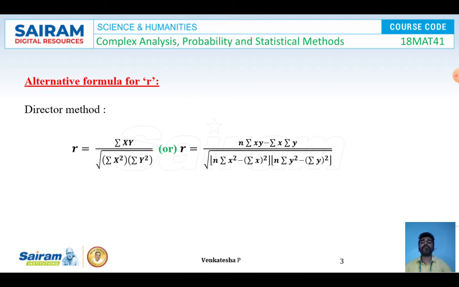The alternative formula to find the correlation coefficient r is given by r is equal to summation capital X into capital Y divided by square root of summation capital X square into summation capital Y square. Or we can use one more alternative formula. It is given by n into summation small x into small y minus summation small x into summation small y, whole divided by square root of n into summation small x square minus summation small x whole square, into n into summation small y square minus summation small y whole square.